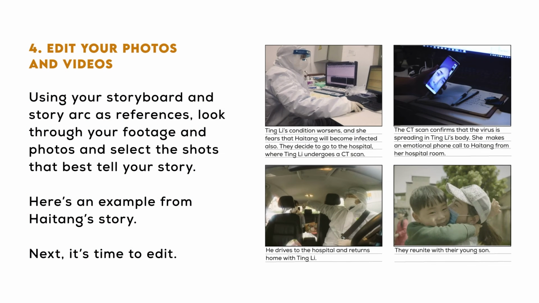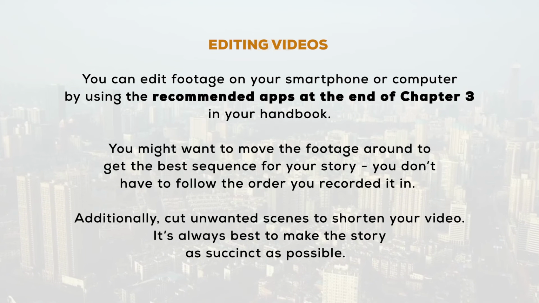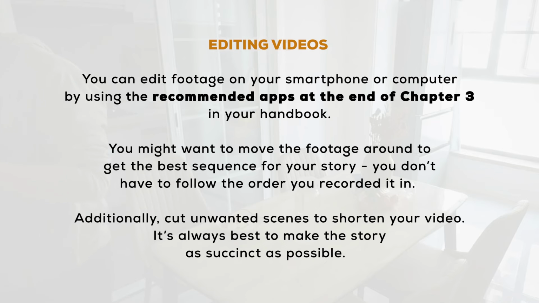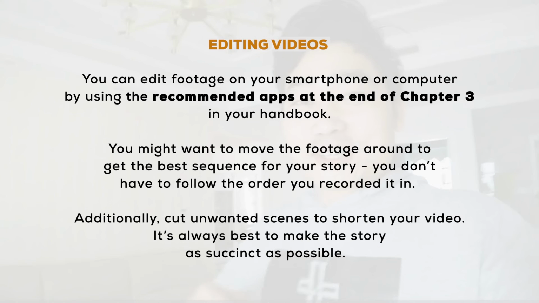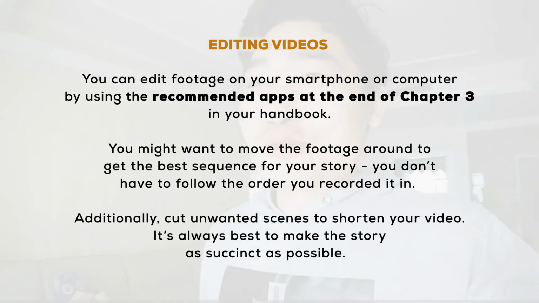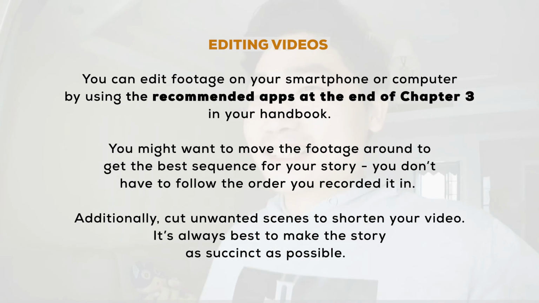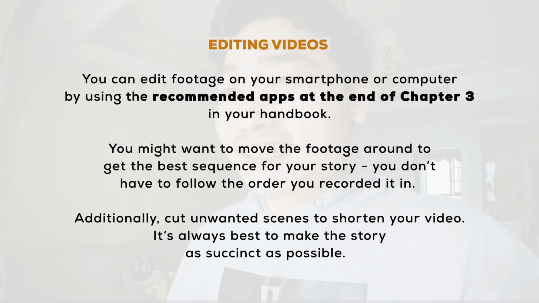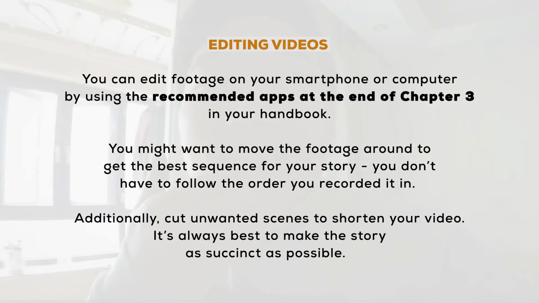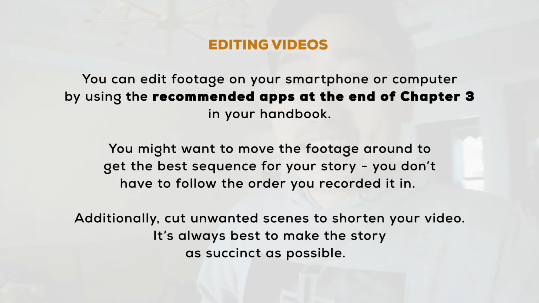4. Edit your photos and videos. Using your storyboard and story arc as references, look through your footage and photos and select the shots that best tell your story. Next, it's time to edit. You can edit footage on your smartphone or computer by using the recommended apps at the end of Chapter 3 in your handbook. You might want to move the footage around to get the best sequence for your story. You don't have to follow the order you recorded it in. Additionally, cut unwanted scenes to shorten your video. It's always best to make the story as succinct as possible.